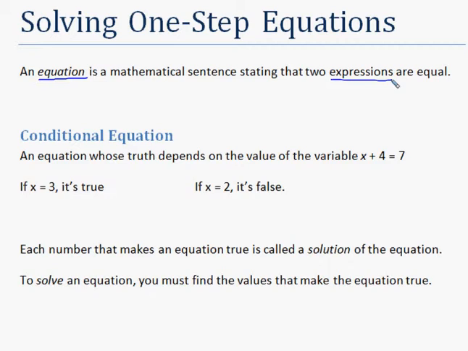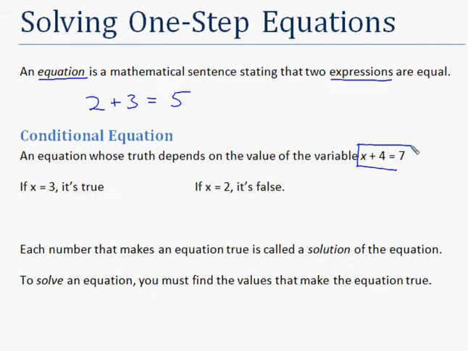So we can have an equation 2 plus 3 equals 5. That's an equation that states that two expressions are equal. Now that's a numeric equation because there are only numbers in there. What we're going to talk about now is a conditional equation. Conditional means that it could be true, it could be false. It depends on what we're putting in there. So a conditional equation is an equation whose truth depends on the value of the variable.